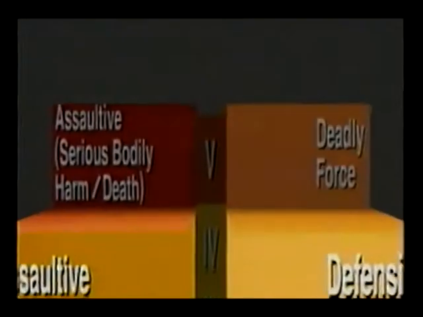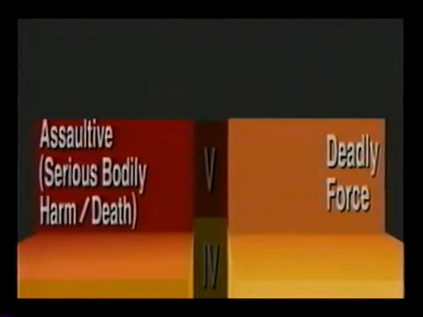Orange warns of hostile resistance and imminent bodily harm to the officer or to others and calls for self-defense techniques. And the red tier represents the threat of serious bodily injury or death and calls for the use of deadly force if necessary.